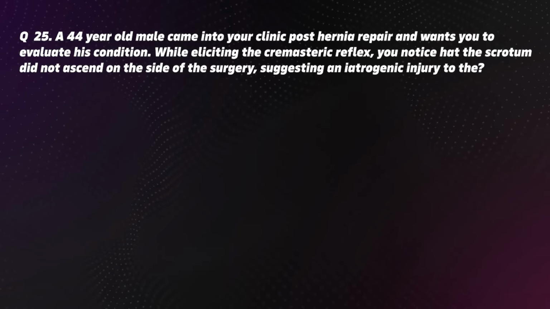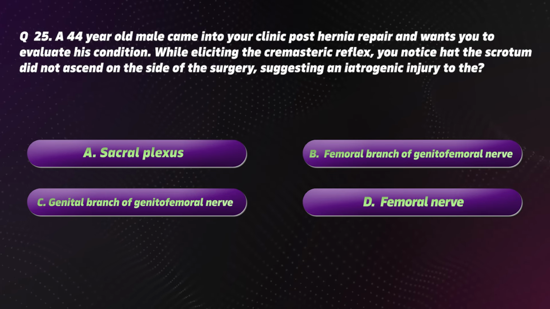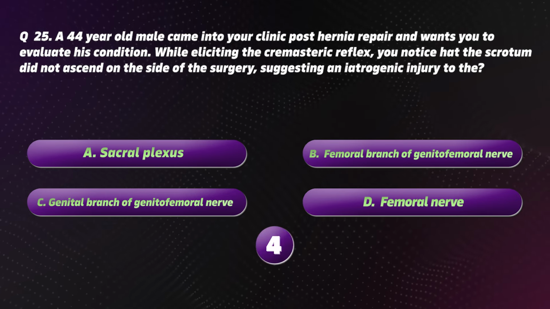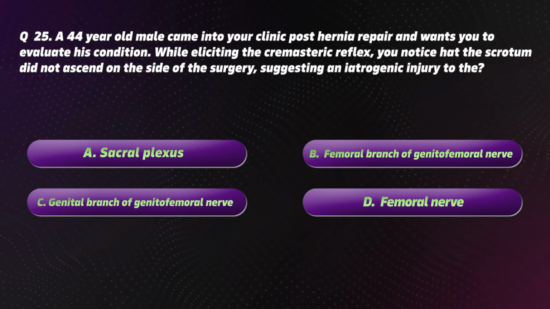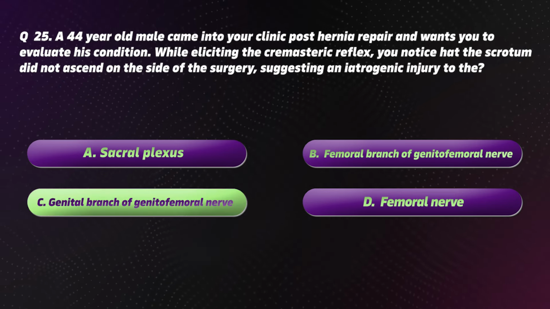Here are the options. A. Sacral plexus. B. Femoral branch of genitofemoral nerve. C. Genital branch of genitofemoral nerve. D. Femoral nerve. And the correct option is C. Genital branch of genitofemoral nerve.